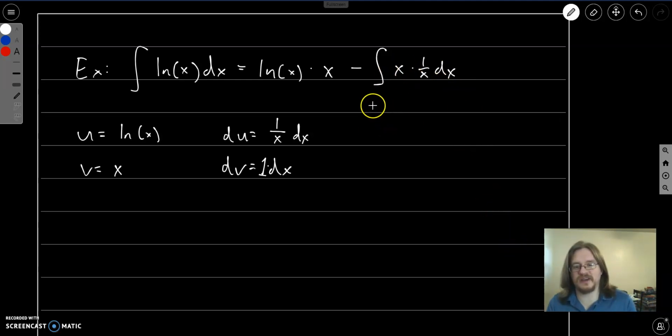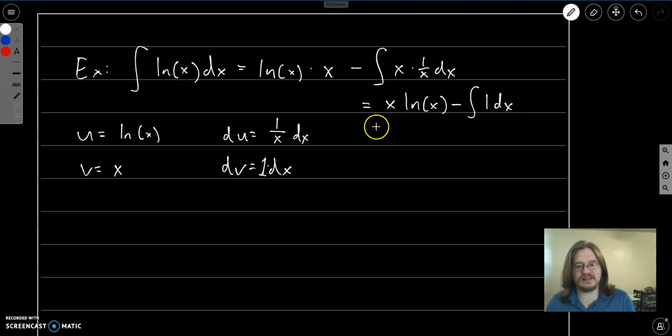So let's start simplifying. So first, natural log of x times x. I'm going to rearrange this so it's a little bit easier to read. So this is going to be x natural log of x. And then this guy, we're going to subtract the integral. Well, what's x times 1 over x? Well, they cancel. X divided by x is just 1. So this is just going to be the integral of 1 dx.